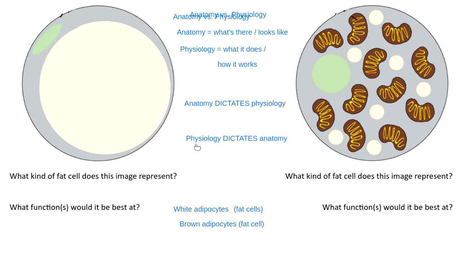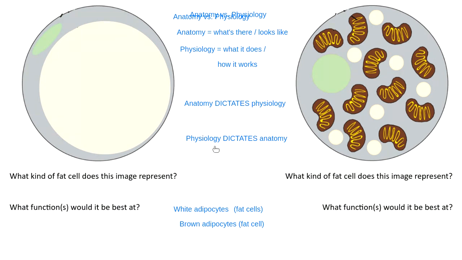Physiology, so by what it does, can tell me what I need to have to do that. So anatomy dictates physiology, physiology dictates anatomy. We really can't study one without the other because they depend on each other. So we did a lot of examples in lecture number 1 of relating anatomy to physiology, and you'll want to go back and review those examples.